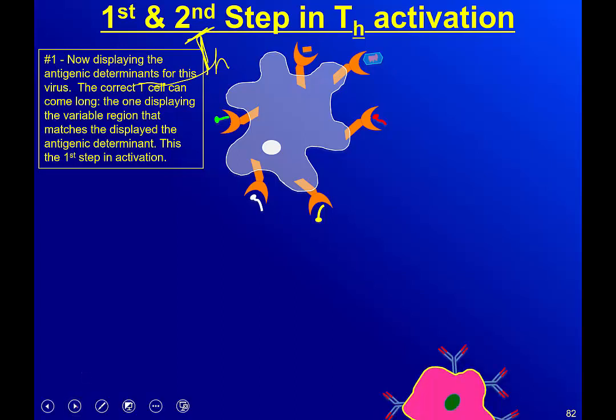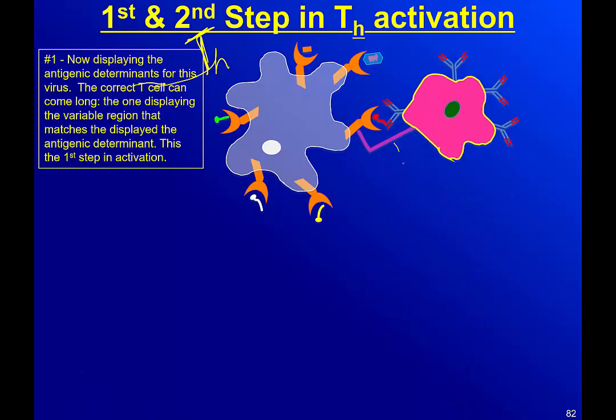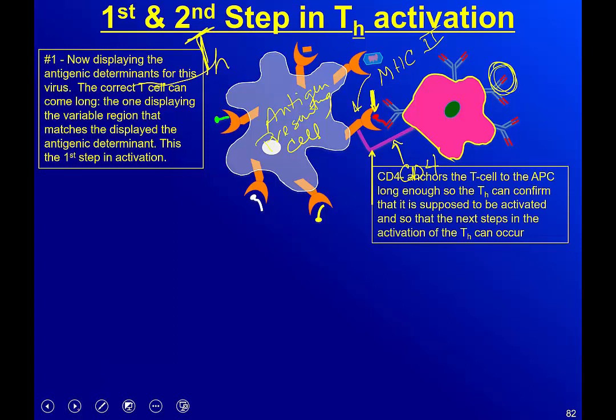Okay, so here I've got my helper T cell. There is my CD4 binding to my MHC-II on my antigen presenting cell. And you'll notice the variable region is for the red leg that is on my antigen presenting cell. So I am specific in what I am doing.